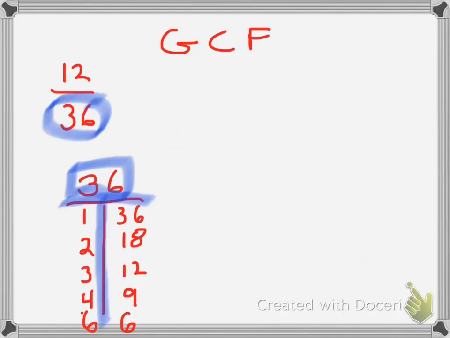Now, here is the important part. After you find the factors of 36, you've got to ask yourself which of those factors is also a factor of 12. Well, we know 1 is always a factor. 2, we know, is a factor of 12 as well. 3 is, 4 is, 6 is, and, ooh, look, 12 is. Now, which of these is the largest, the greatest common factor? The greatest factor that is a factor of both 36 and 12? Well, the answer is obviously 12.